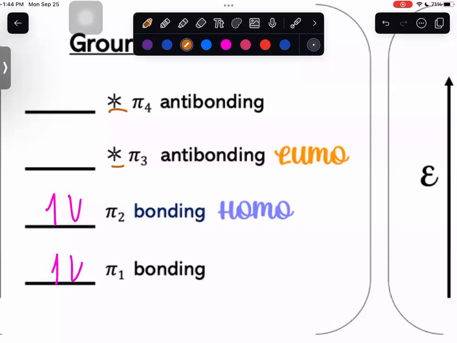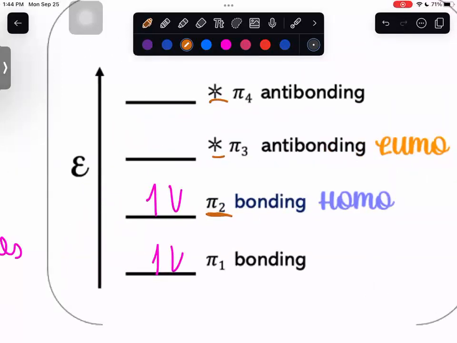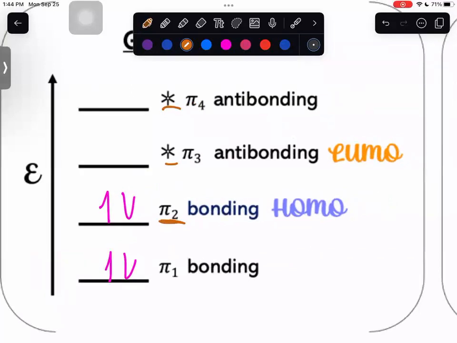So basically, pi 2 in this case instead of pi 1. Pi 2 has higher energy than pi 1, and it has 2 electrons. So that's how we know it's HOMO. Now, the next thing that you have to know is that HOMO and LUMO are always going to be right next to each other. So if HOMO is number 2, LUMO is going to be 3.